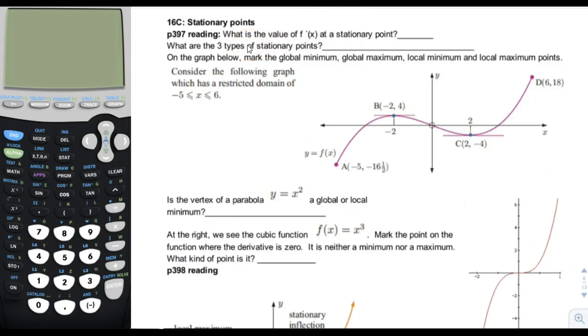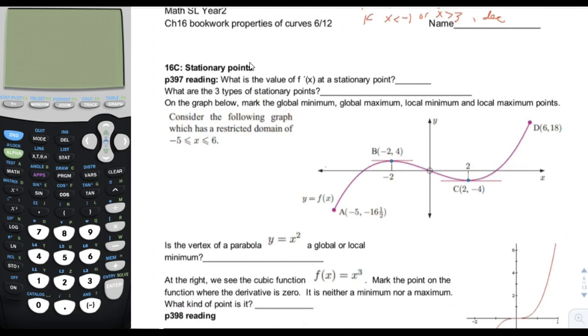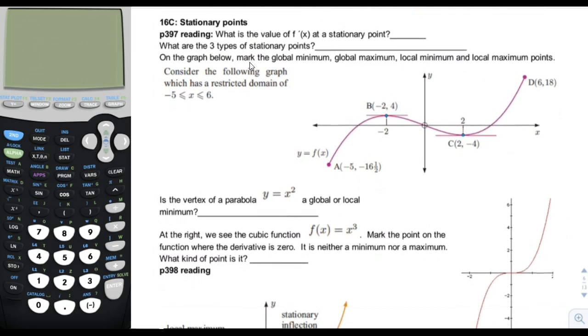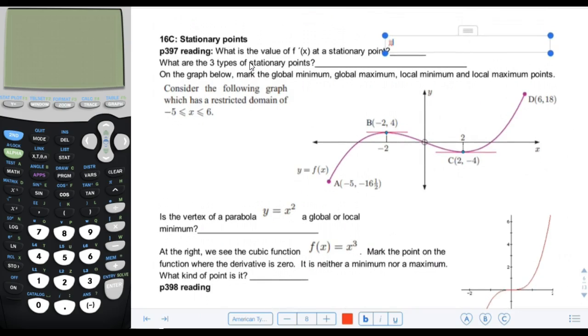Page 6 of Properties of Curves. Here we are at 16C, stationary points. If you look at the reading, first thing they talk about is when you have a stationary point, what is the value of the derivative?